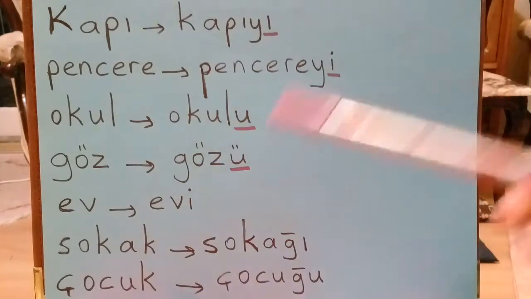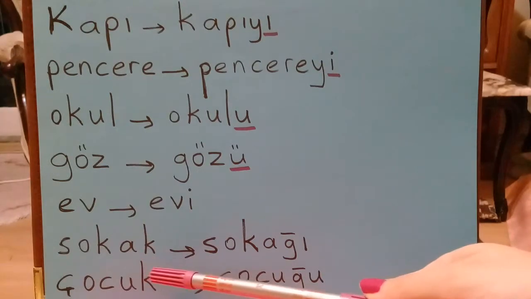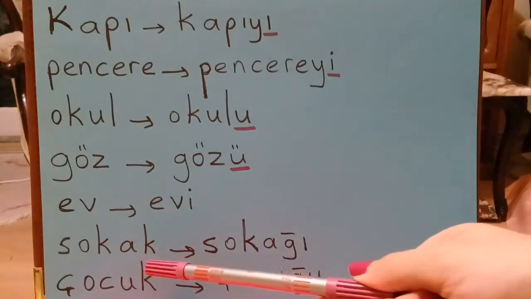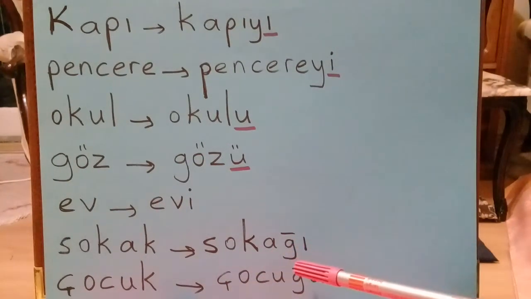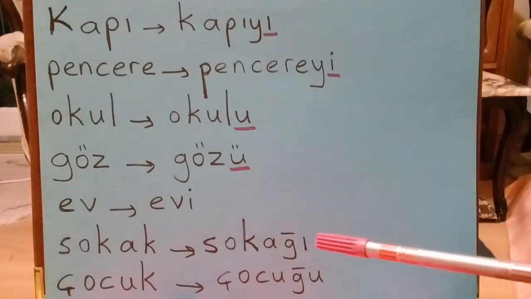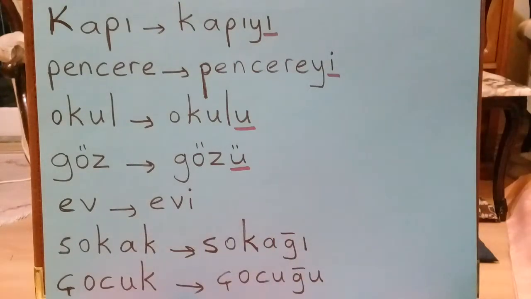By the way, did you know if a noun ends in a K, and after K a vowel comes, this K needs to change into a soft G in Turkish. So nobody will say sokakı, okay? It will soften into soft G, which will be sokağı, the street. Çocuk, çocuğu, the same thing, see? The K became soft G because of the vowel after it. Çocuğu, the child.